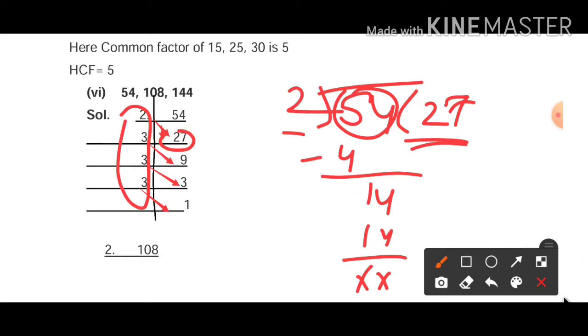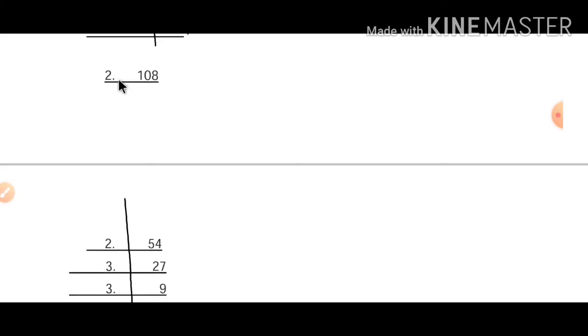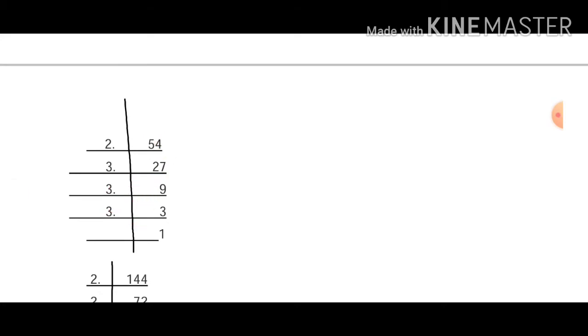Now 108. Again 108 is an even number, so it is divisible by 2. How many times? 2 fives are 10, 2 fours are 8. Then again 54 came: 2 twos are 4 and 1 is left, so it can be written as 14. So 2 sevens are 14. Then 3 nines are 27, 3 threes are 9 and 3 ones are 3. So these are the factors of 108.